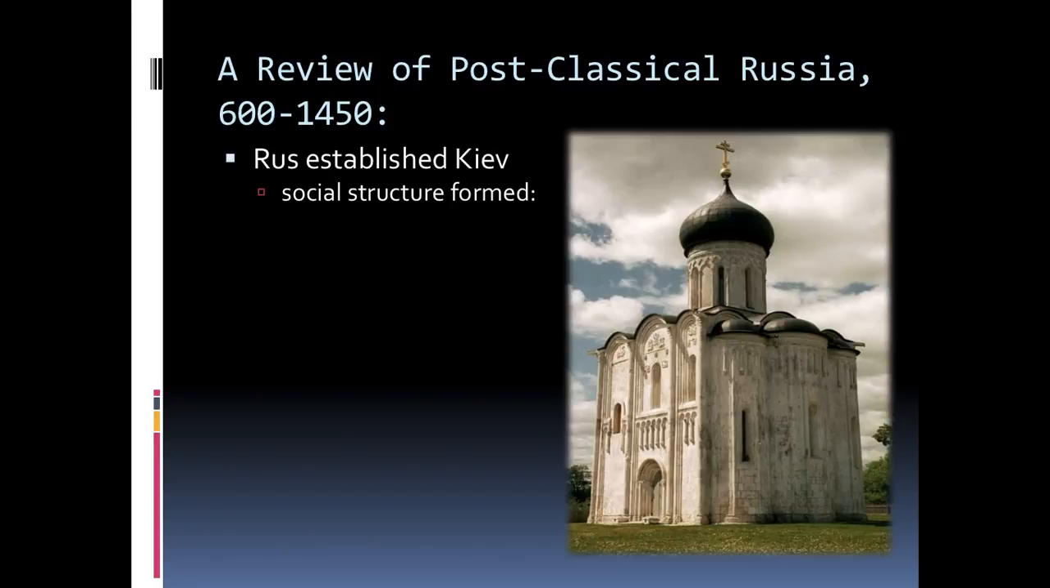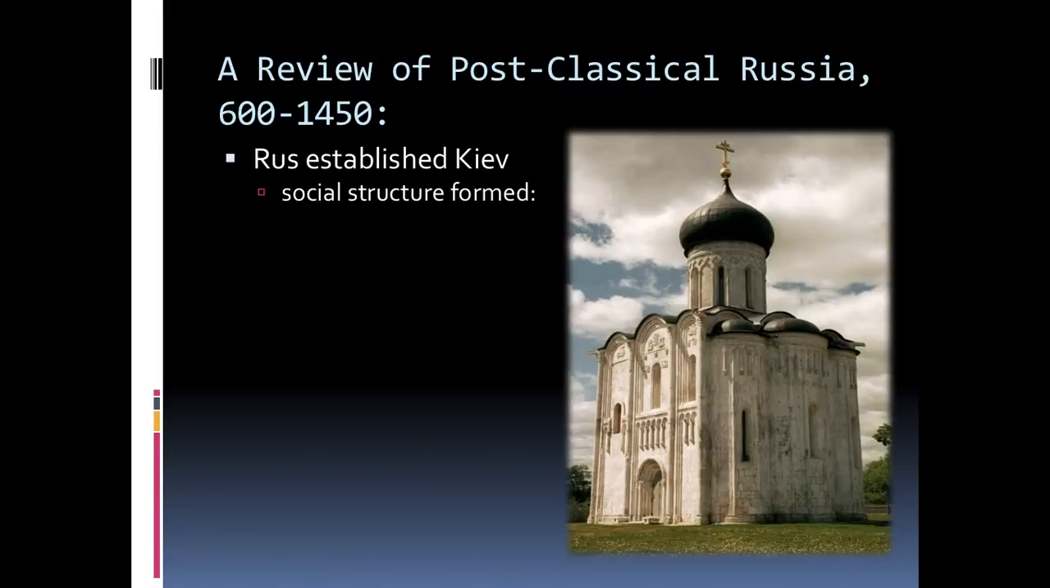So to know where we're headed, we need to know where we came from. So let's look back to post-classical Russia from around 600 to 1450. Recall that Russia began not as Russia itself, but as the land of the Rus, or the Kievan Rus, which was established by a mixing of the Vikings from Scandinavia and Western Europe, mixing with the Slavic people of Russia.